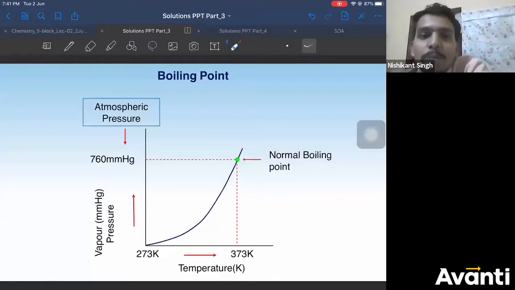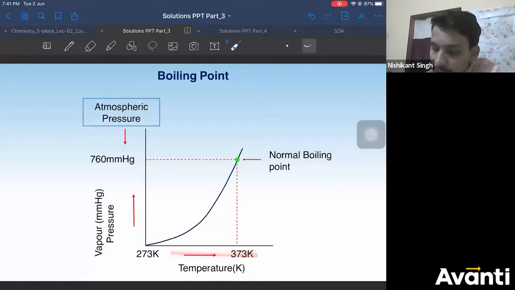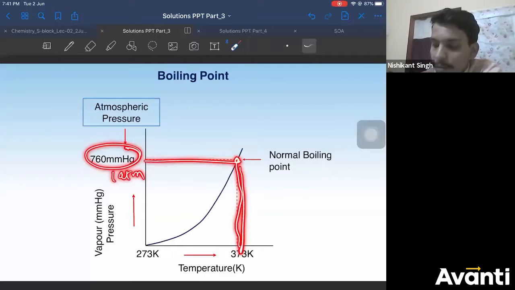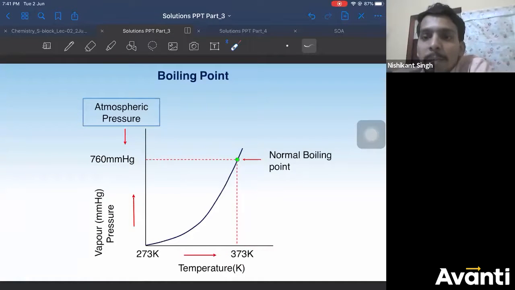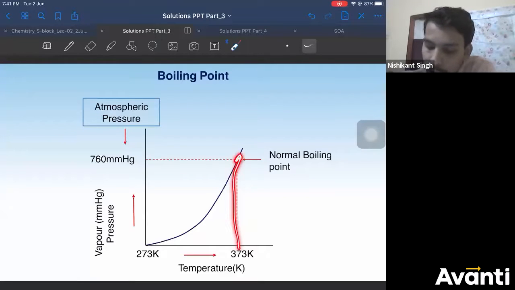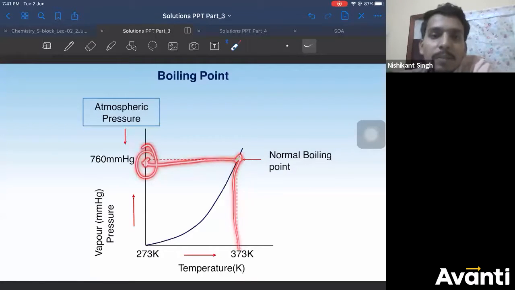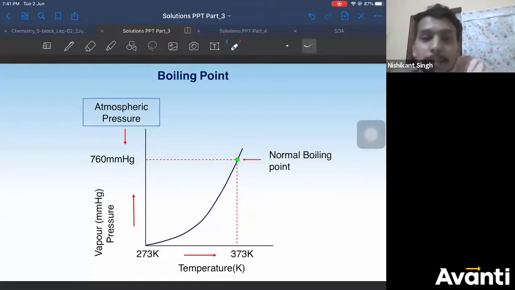Yes, 100 degrees Celsius because it is water, Kiran. The boiling point of water is 100 degrees Celsius. Of the graph, what is the problem in the graph? You are increasing temperature, vapor pressure of the liquid is increasing. At a particular temperature, vapor pressure of the liquid becomes equal to 1 atm or 760 mm. So the temperature at which vapor pressure of liquid is 1 atm is called boiling point. So what is the boiling point here? 373 Kelvin. Why? Because at this temperature, vapor pressure of liquid is 1 atm. That's all. What else?